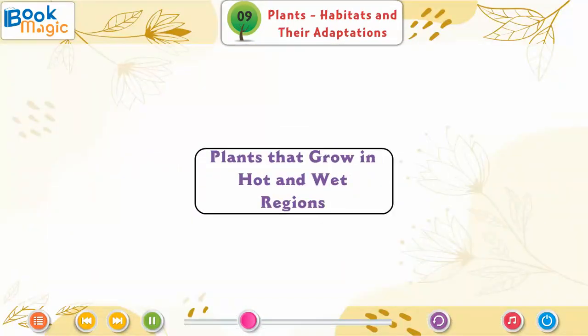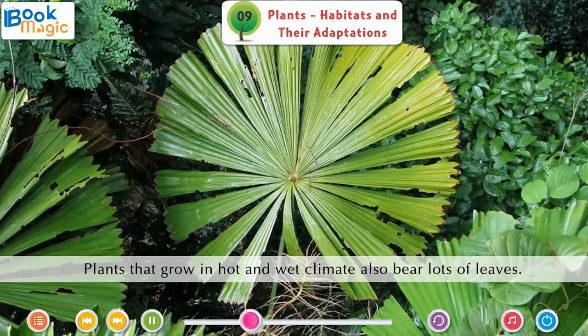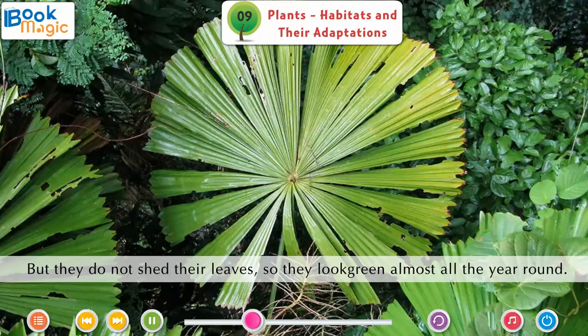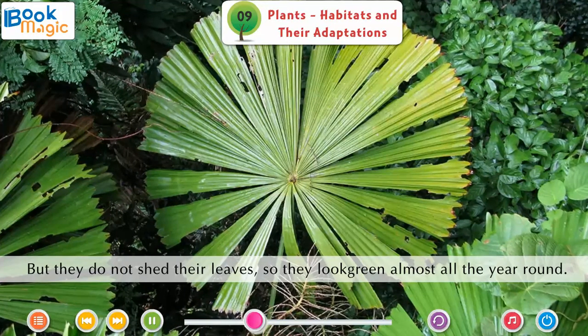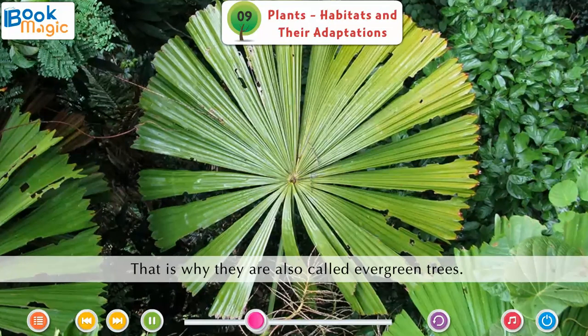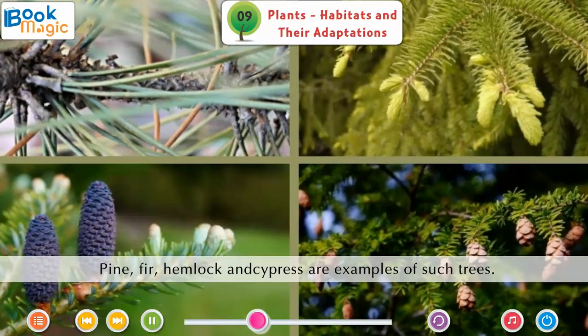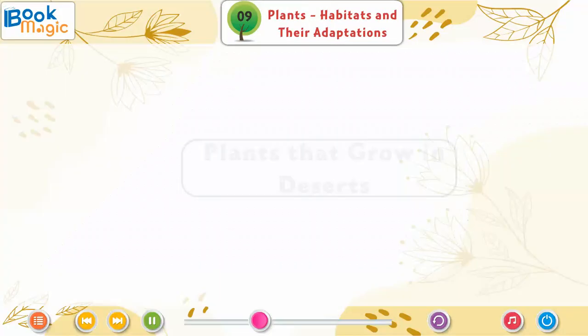Plants that grow in hot and wet regions. Plants that grow in hot and wet climate also bear lots of leaves, but they do not shed their leaves. So, they look green almost all the year round. That is why they are also called evergreen plants. Pine, fir, hemlock, and cypress are examples of such trees.